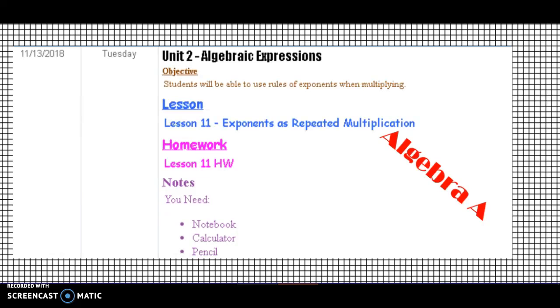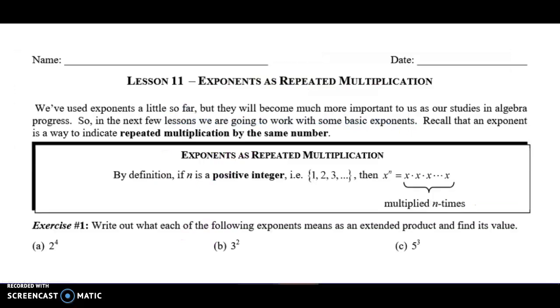Alright, so today we're covering lesson 11. We're nearly done with this chapter. We're going to talk about exponents today as we move into multiplying our monomials and polynomials together. It's important to understand exponents first. So we've used our exponents a little bit, but it's going to become really important as you move forward through your math classes.